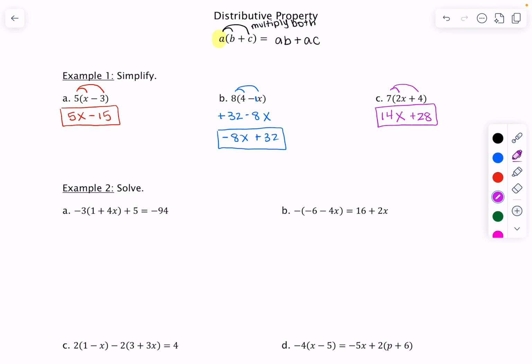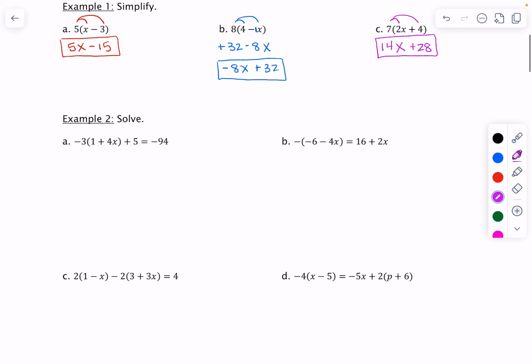So we're going to use the distributive property now to solve equations. When I'm solving equations, I'm going to do the same way we did in the last lesson, only we're going to remember that we have to distribute first to get rid of those parentheses. So the first thing I'm going to do before I start moving things around is draw my two lines: negative 3 times 1 and negative 3 times 4x. That gives me negative 3 minus 12x plus 5 equals negative 94.